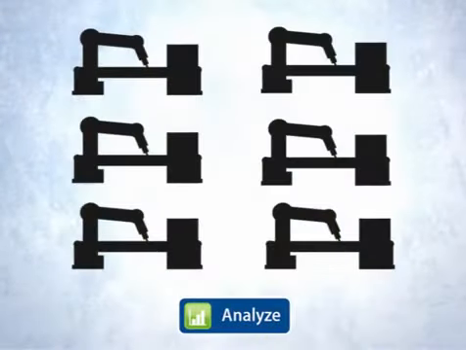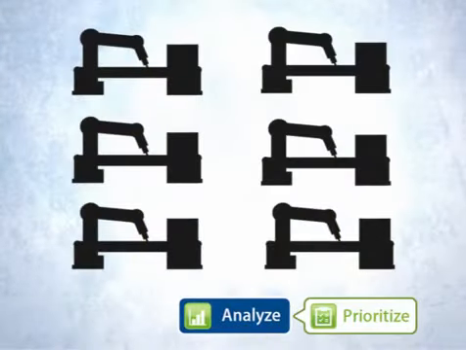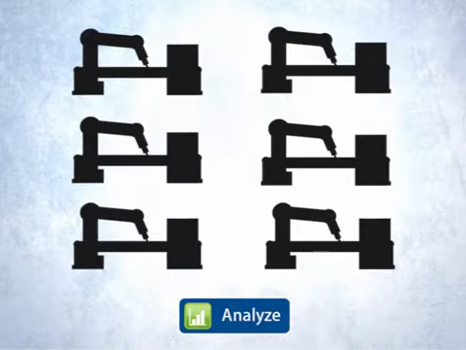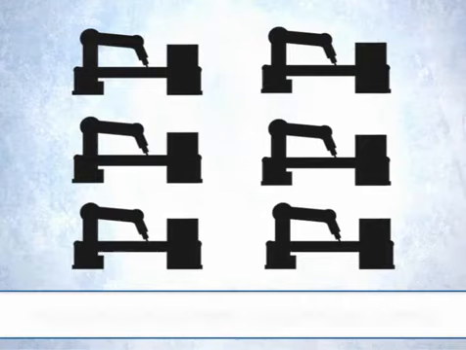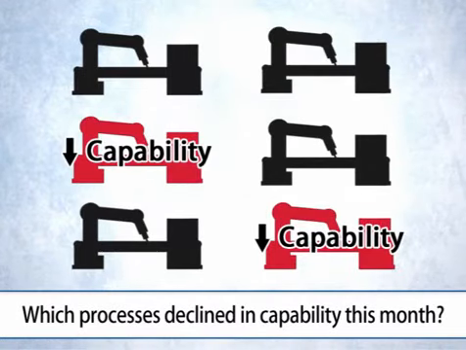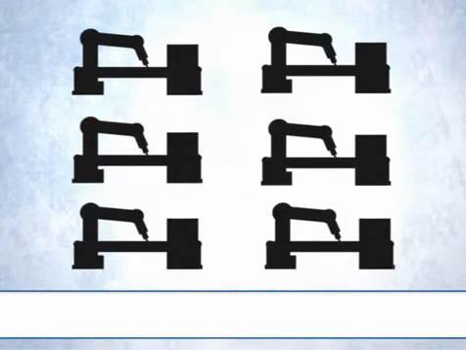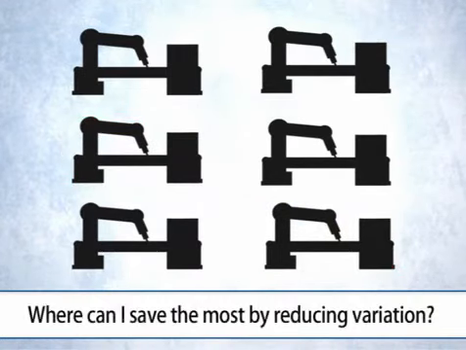Your first step is to prioritize your investigation. You do this by using WinSPC's search engine to get answers to questions like, which processes declined in capability this month? And, where can I save the most by reducing variation?